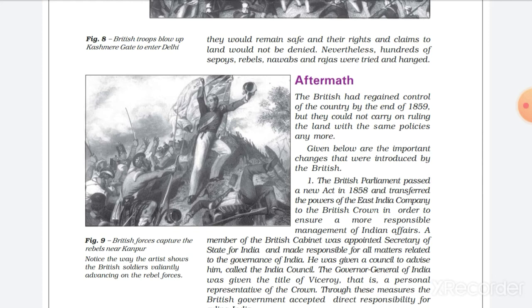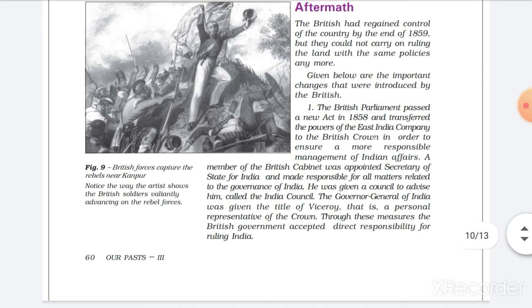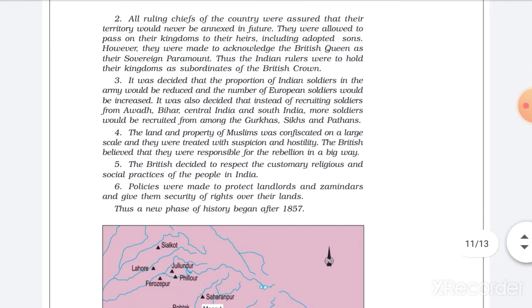So first thing here is that the British totally regained control all over the country by the end of 1859. Now for that, they introduced new policies so that such a rebellion wouldn't begin or develop in any situation. So in this chapter we are going to cover six new policies introduced by the Britishers at that time.